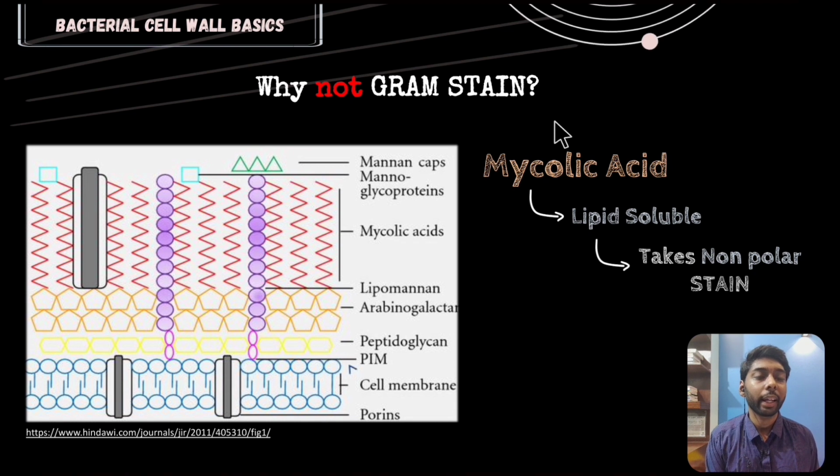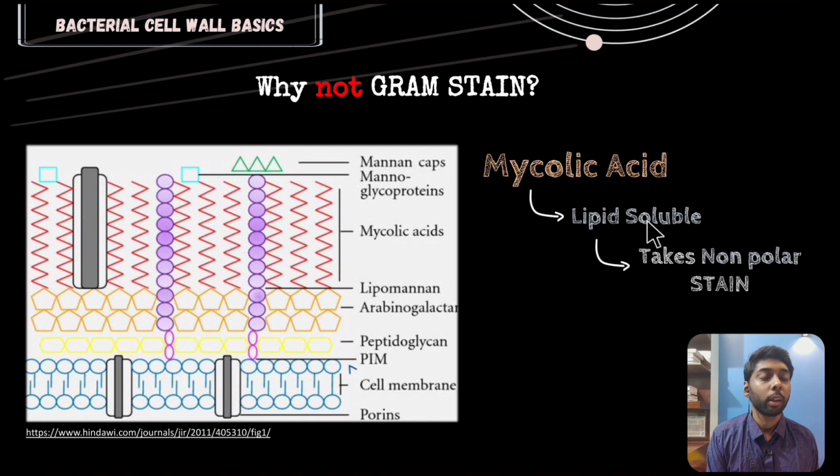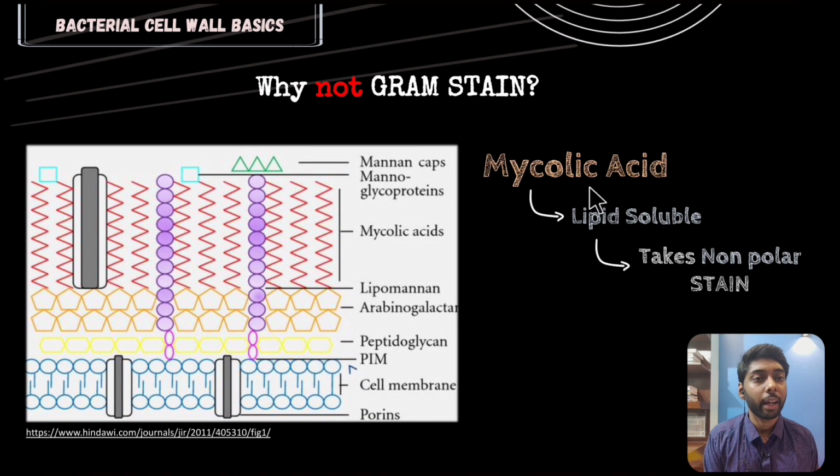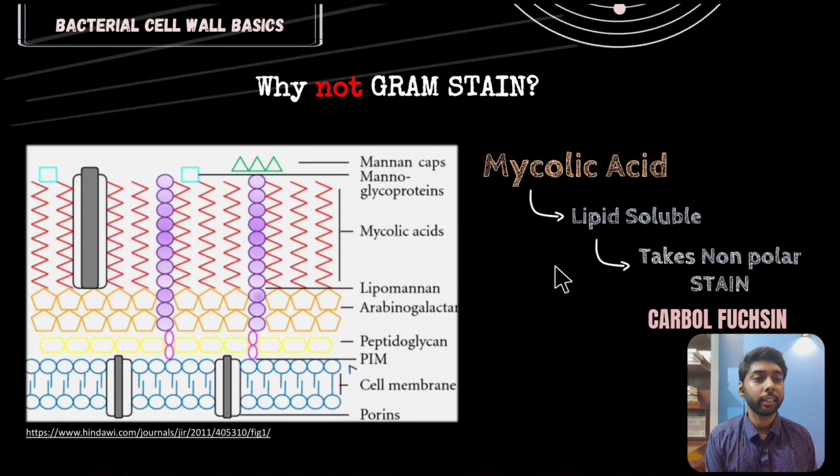Well, what's different about mycolic acid? It is actually lipid soluble, because mycolic acid is a lipid compound. As we know from basic chemistry, like dissolves like, right? Only polar solvents are able to dissolve polar compounds, and non-polar solvents will be able to dissolve non-polar compounds. So mycolic acid would be lipid soluble. That means a non-polar compound which will dissolve in a non-polar stain. That's why we cannot use gram stain to stain anything containing mycolic acid. And in case of mycolic acid containing acid-fast organisms, the primary stain we will use will be carbolfuchsin.